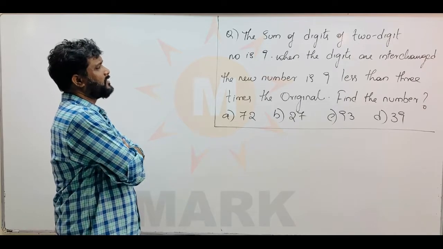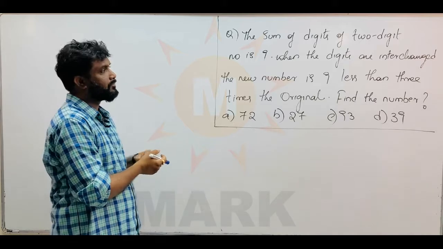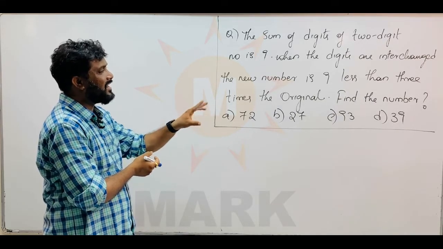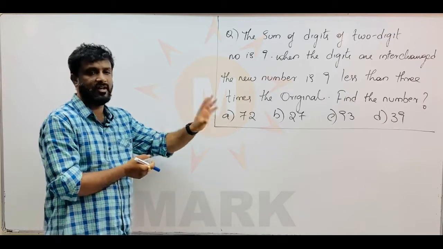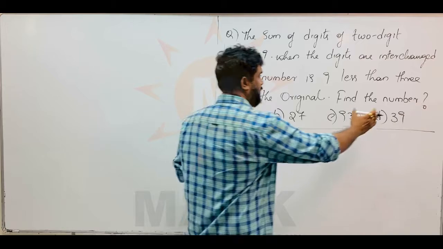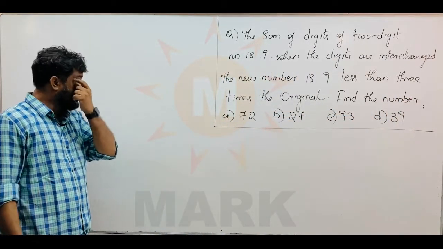Here is another question. The sum of digits of a 2-digit number is 9. When the digits are interchanged, the new number is 9 less than 3 times the original. Find the number. Now the options are 72, 27, 93 and 39.